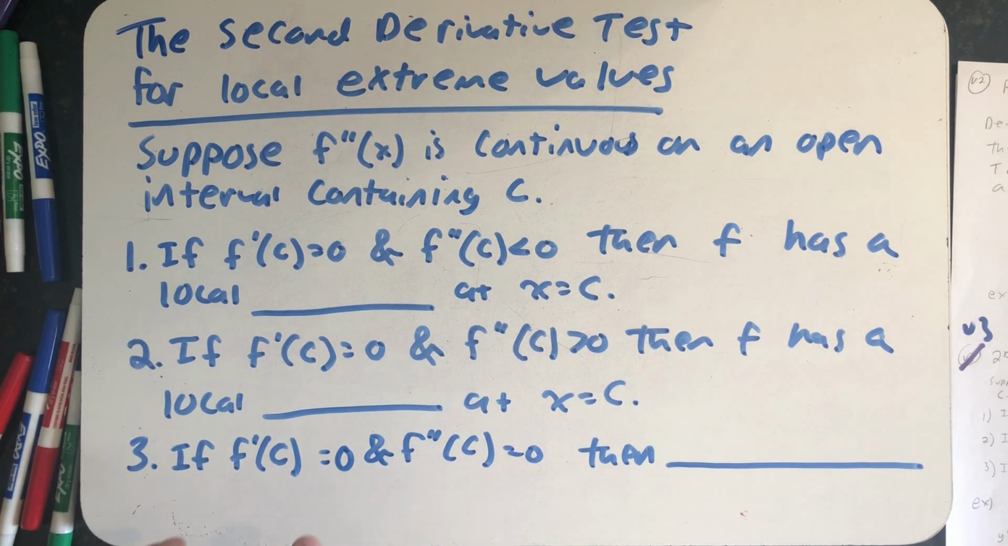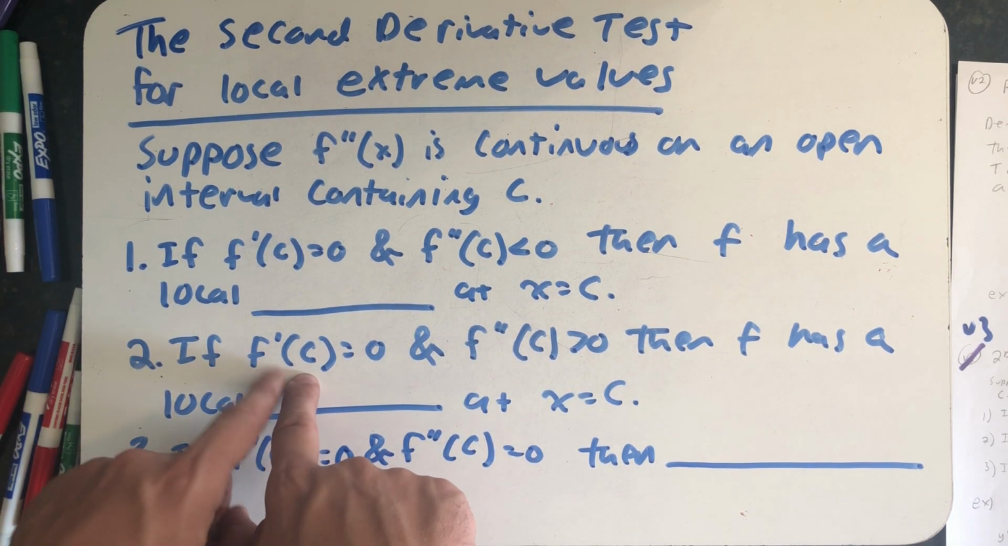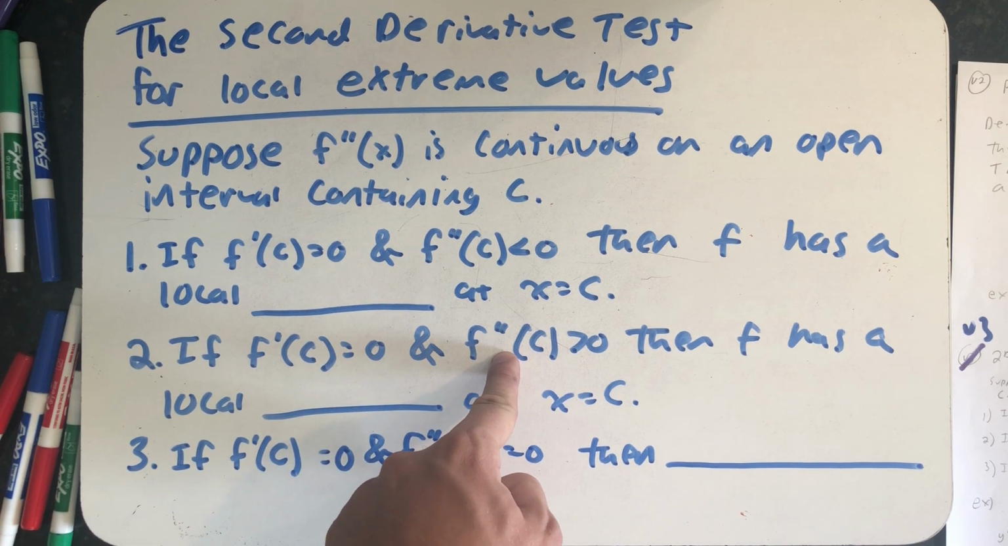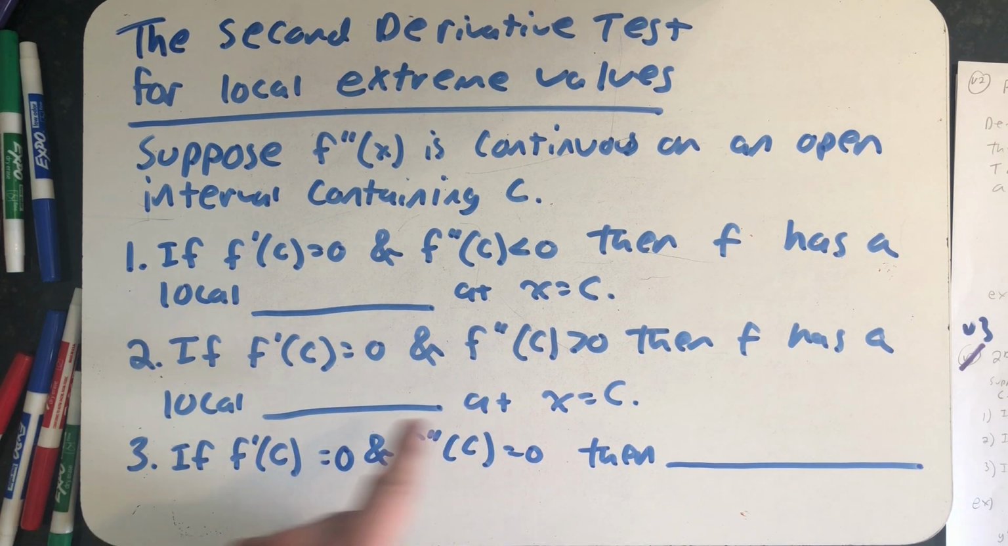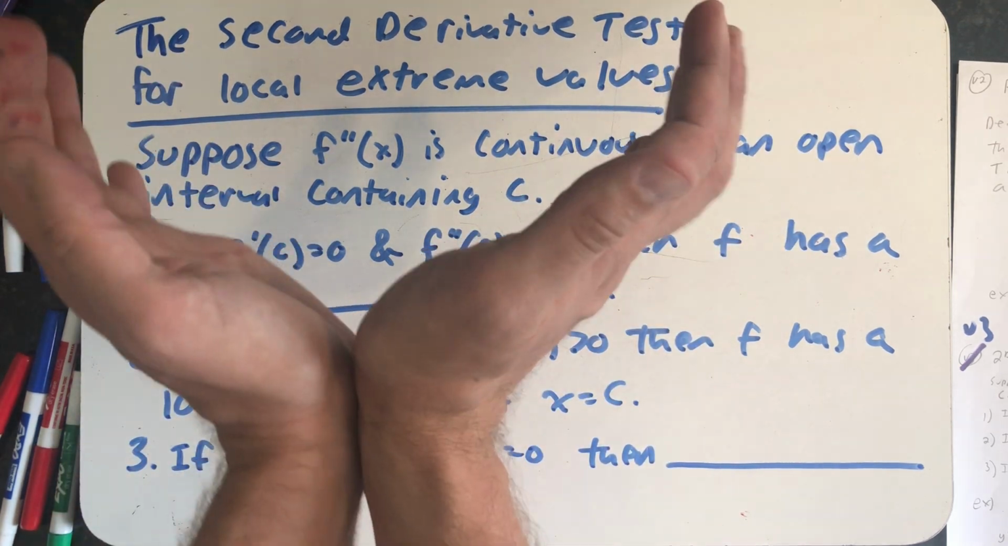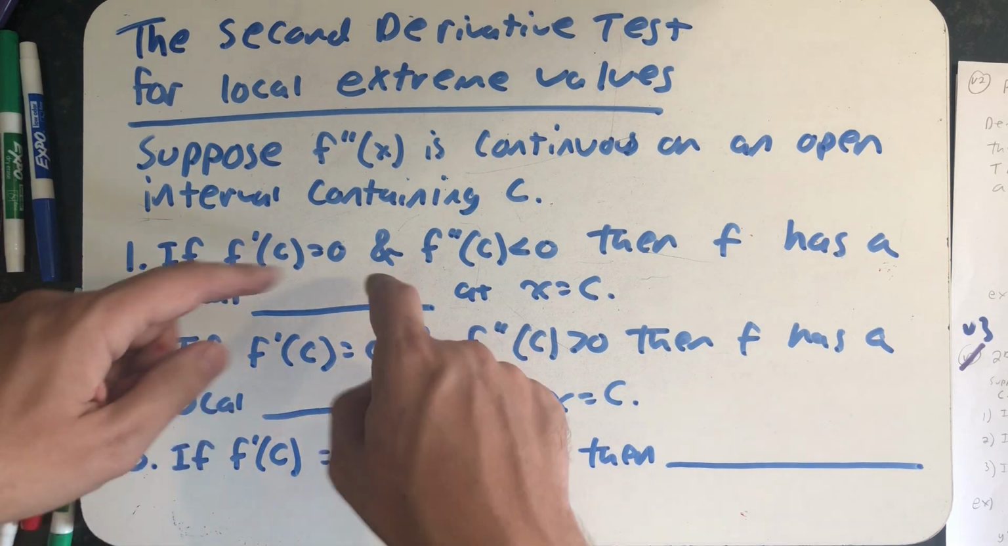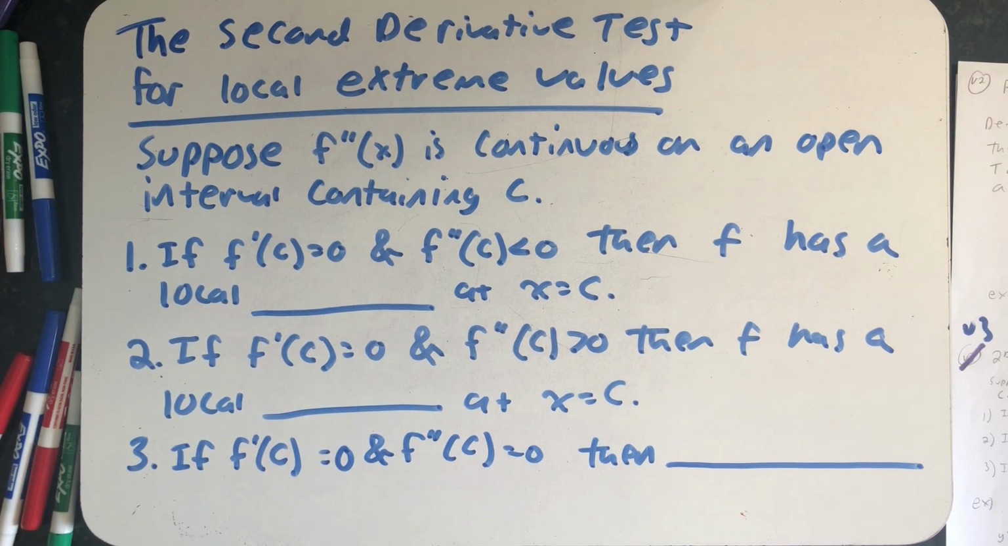In the second part, I see that f prime of c is equal to 0, and the second derivative is positive, which tells me that at this critical point I would have a concave up shape. See if that helps you figure out what should go in those blanks.